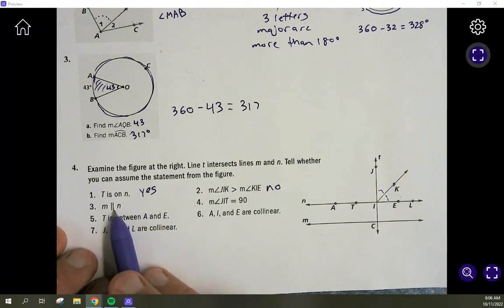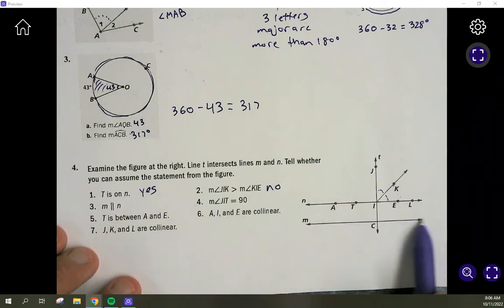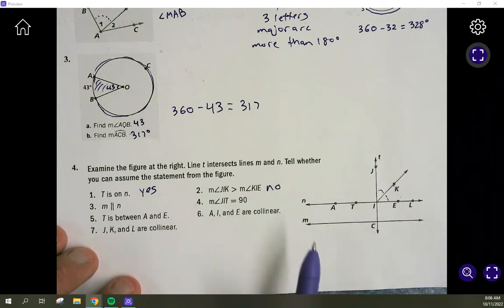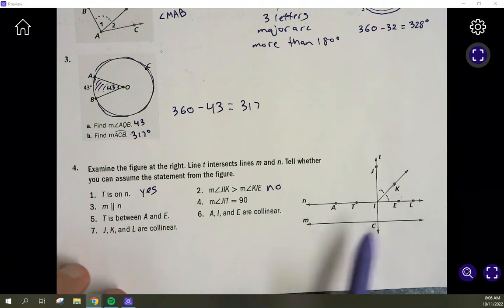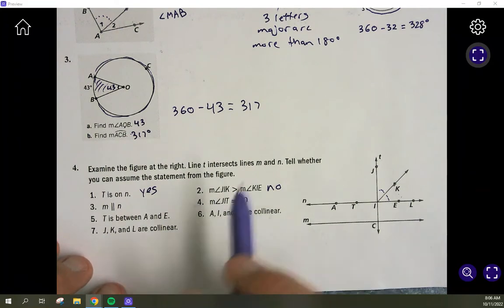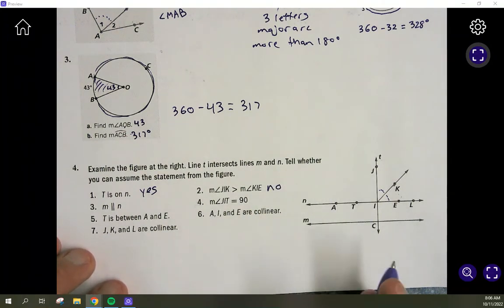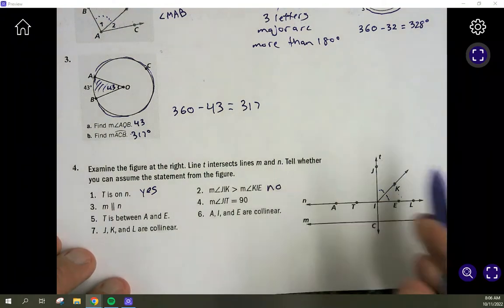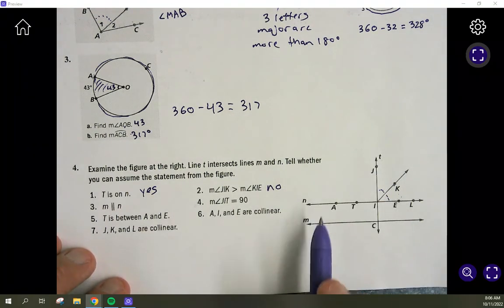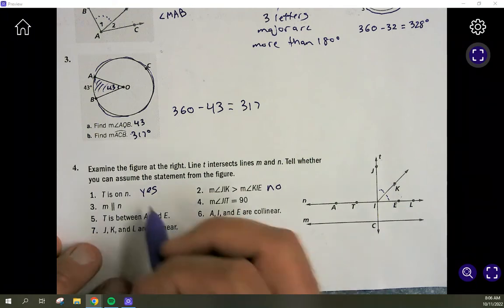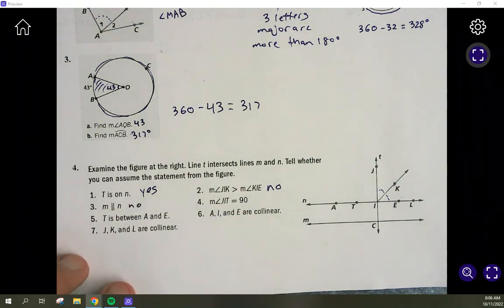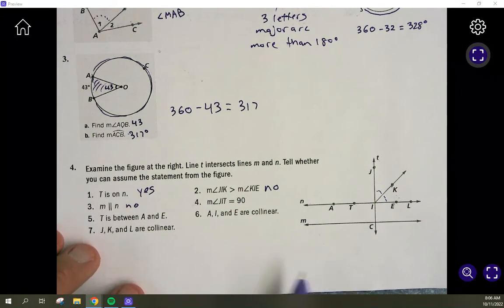Number 3, line M is parallel to line N. It sure looks like it. Okay, but there's no symbols or notation to tell me that they are. It has not been part of a given. Sometimes they tell you part of a statement up here. It's a given statement. N is parallel to M. None of that has been given to us, so I am not allowed to assume that they are parallel even though they look like it.